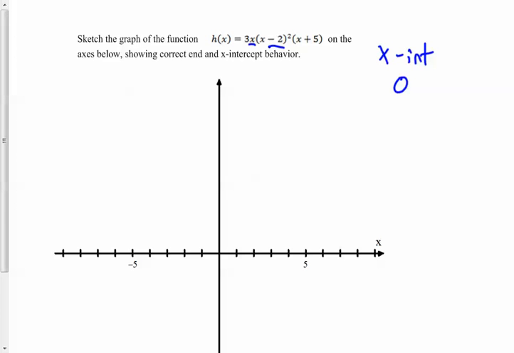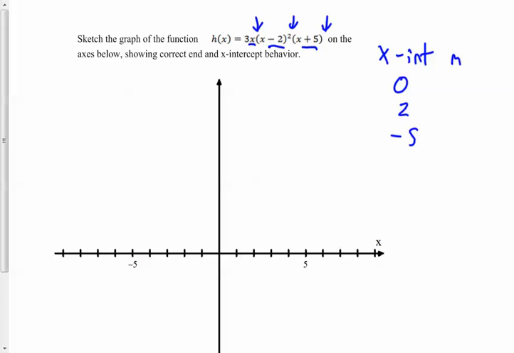Since x minus 2 is a factor, that tells me 2 is an x-intercept. It crosses at (2, 0). And x plus 5 is a factor, which tells me that negative 5 is an x-intercept. The exponents of each of these factors tell me the multiplicity and whether the graph crosses or touches at each of these.